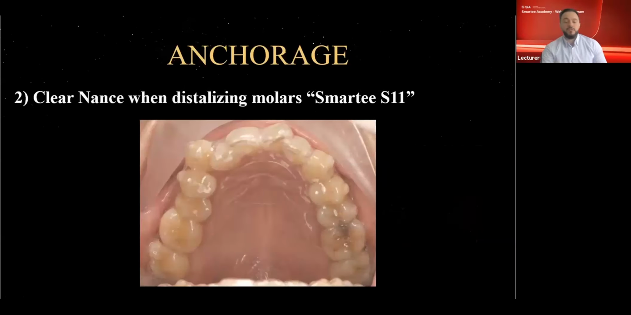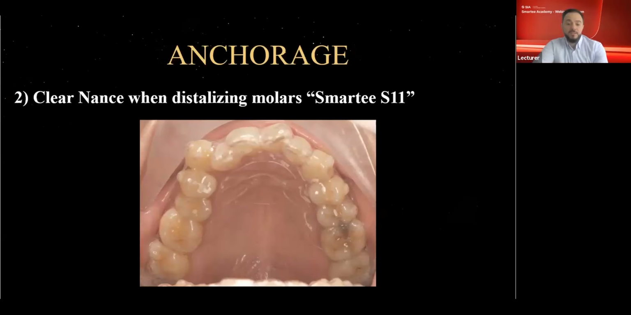So what Smartee is also offering in terms of anchorage, being the first aligner company to use the palatal mucosa of the patient. In fixed appliances, we know that we have a lot of anchorage devices that can be placed during retraction or extraction cases, such as the Nance appliance or the transpalatal arch. So Smartee uses this technology and incorporates it inside their aligner. So they have this innovation of having the clear Nance and the clear TPA, which are really helpful in cases of distalization.